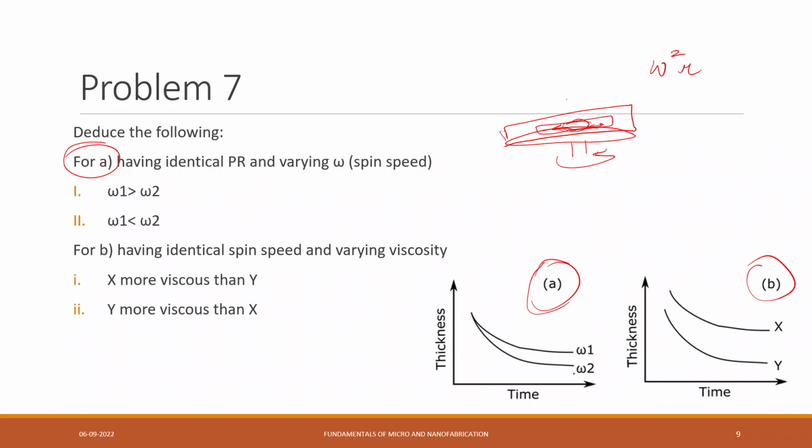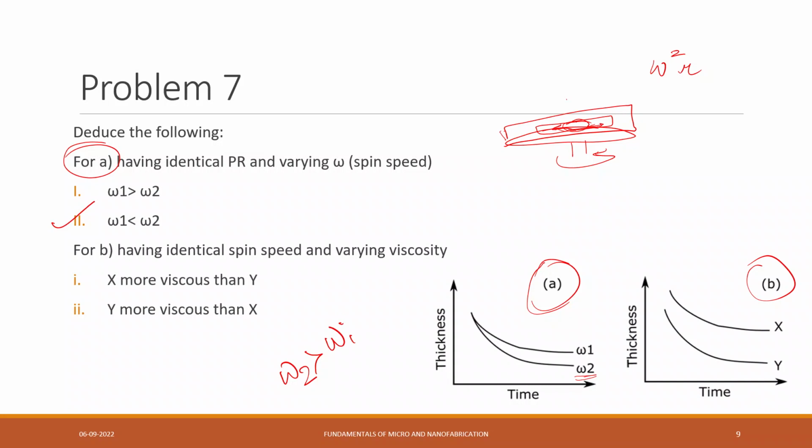So essentially, the lower one, omega 2, will experience more force. Omega 2 will experience more force, that's why it has less thickness, and omega 1 has more. So this is the correct one. More force means less thickness because the amount is constant.